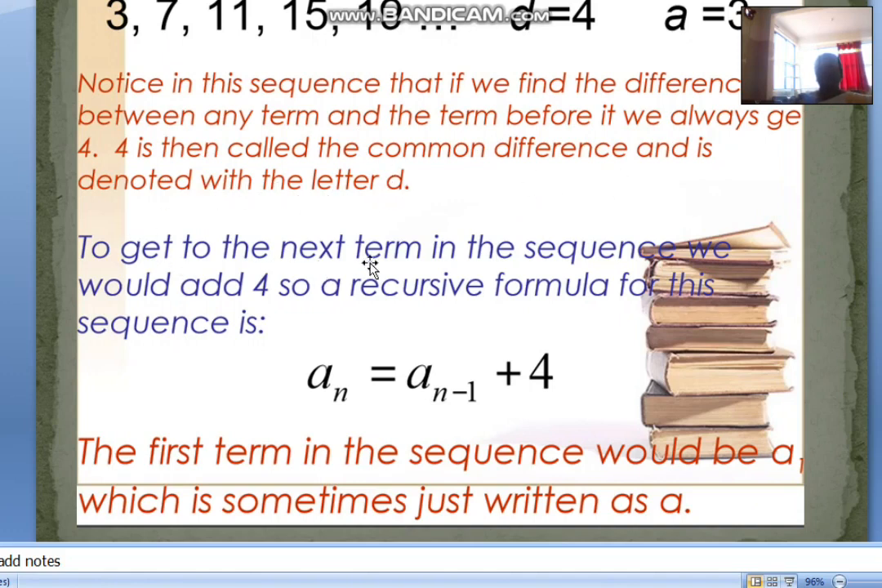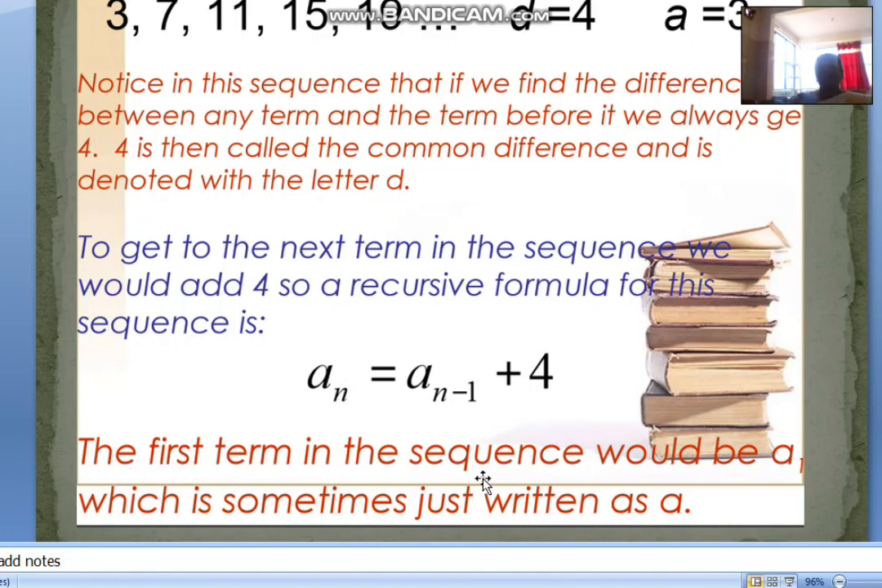So to get to the next term in the sequence, we would add 4. So a recursive formula for this sequence: here we want to get the next term, for example a4 is equal to a(n minus 1) plus 4, that means a3 plus 4, then you will get a4. So you should add the common difference to the previous term, you will get the next term. This is the preceding term and successive term.